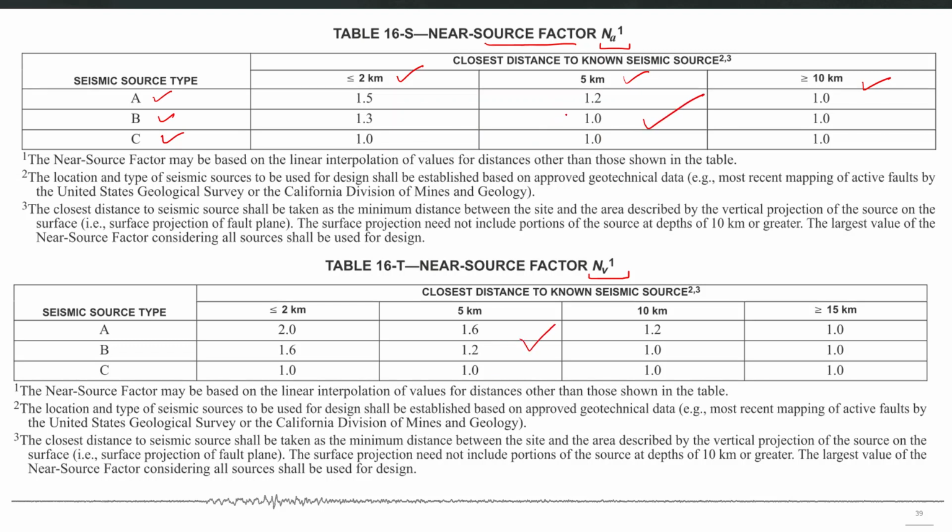Obviously, as you get closer to your seismic source, if your site, for example, is located very close to the seismic source, which means less than 5 km or at 5 km, the values of NA and NV are greater than 1. But for sites lying far from the seismic sources, which means greater than 10 km, they cannot have near source pulse-like ground motions, and in that case the values of NA and NV are 1.